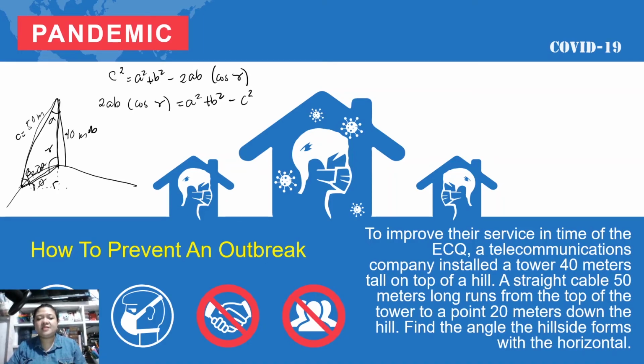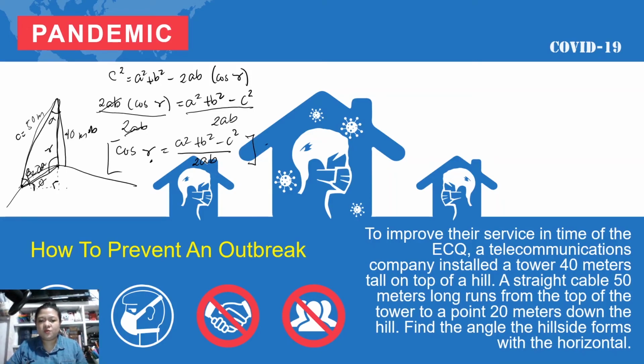Okay. So, balik tayo dito. So, dahil ang hinahanap natin ay si gamma, i-isolate natin siya ulit by dividing both sides by 2AB. Okay, so we can divide this out. Meron na tayong cosine gamma equal A squared plus B squared minus C squared all over 2AB. At dahil gamma lang ang hinahanap natin, kukunin natin yung kanyang inverse trigonometric function. So, it is cosine raised to negative 1 or arc cosine. Okay, so para makuha si gamma, we have arc cosine of A squared plus B squared minus C squared all over 2AB.